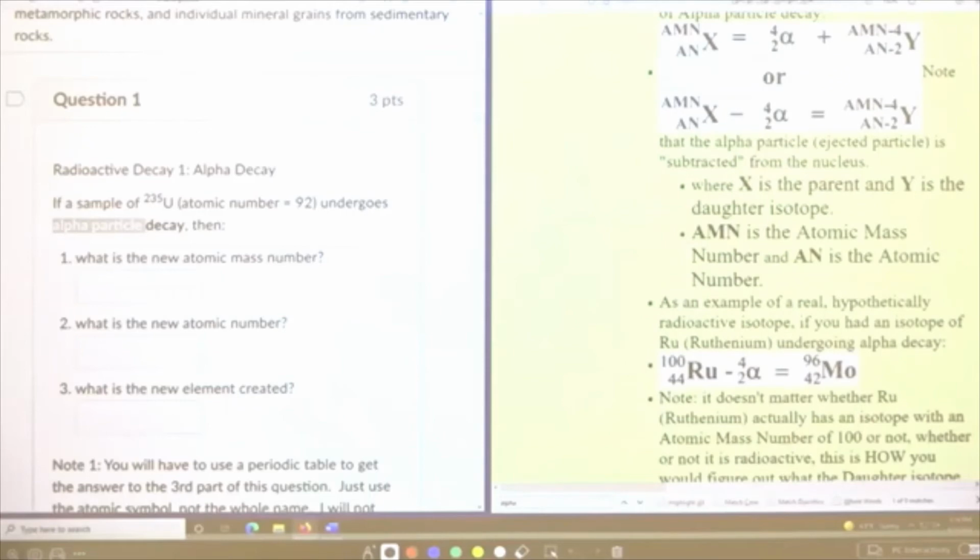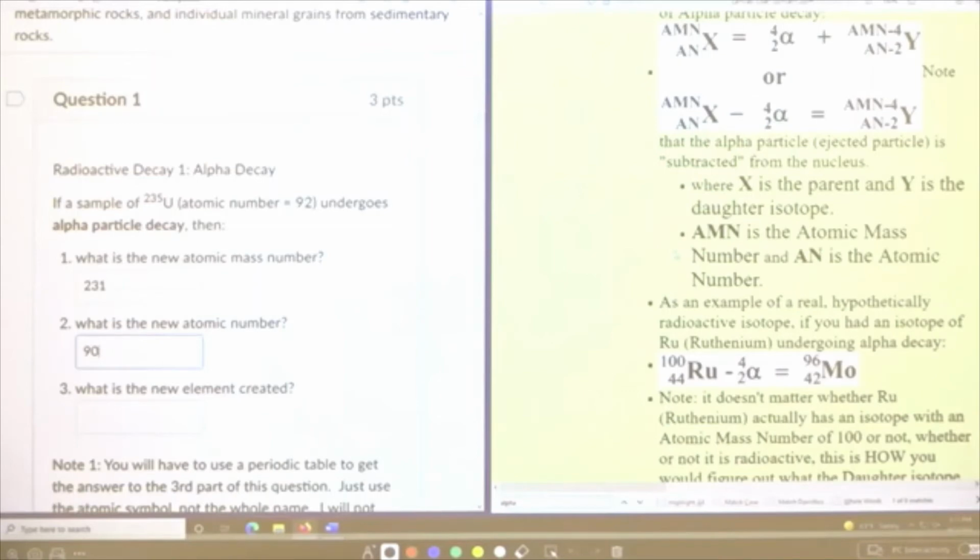Now let's look at the example that we have. Actually, I forgot that I put this in, we do have uranium-235. Its atomic number is 92, and you would write it the way that I wrote it a couple of minutes ago in green. So the atomic mass number is going to be 235 minus 4, which is 231. The new atomic number, since we started with 92 protons and we removed 2 of them, is going to be 90.